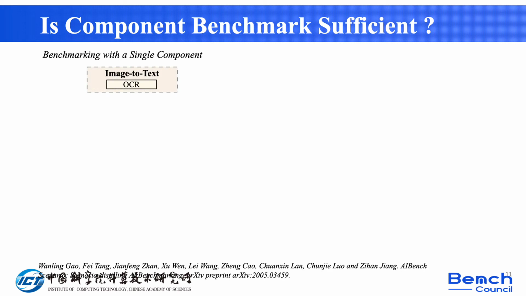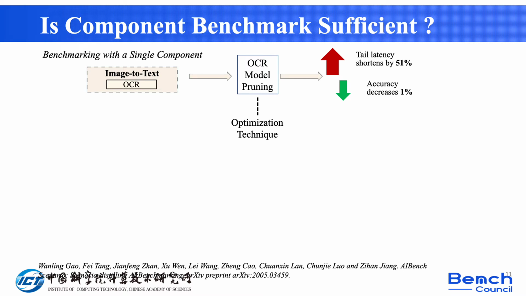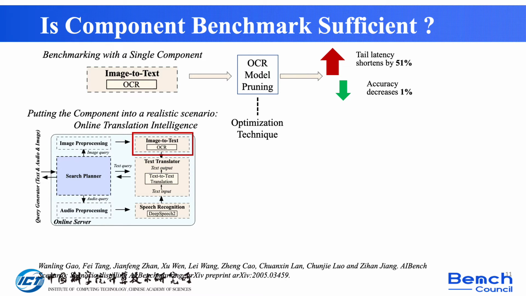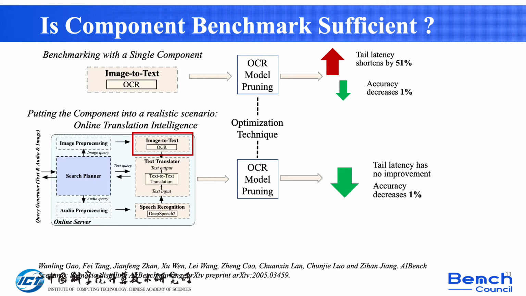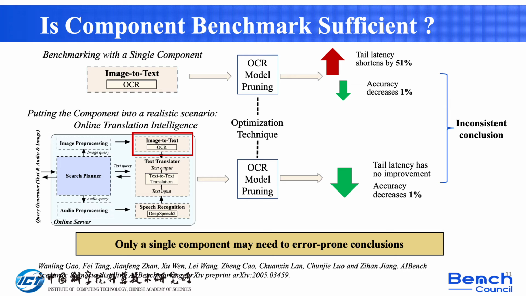For example, we first benchmark with a single component, image to text. Through model pruning, we find that the tail latency shortens by 51% and model accuracy decreases 1%, which is acceptable. However, when we put this component into a real scenario and still use the same pruning technology, we find that the tail latency has no improvement while the accuracy decreases, which is unacceptable. They generate inconsistent conclusions, so only using components may lead to error-prone conclusions.